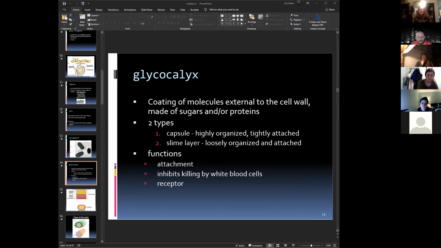The more interesting ones, though, and the ones that generally tend to be more virulent, are the capsules. So the capsule is like a slime layer, but much, much tighter. And either of these are coded for by genetics. So there's a gene that helps an organism make these. The classic example, and I'll stick these guys' names in here too.